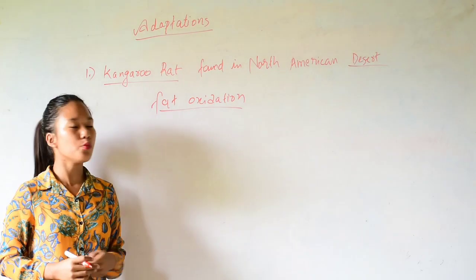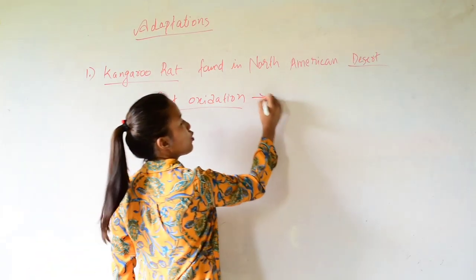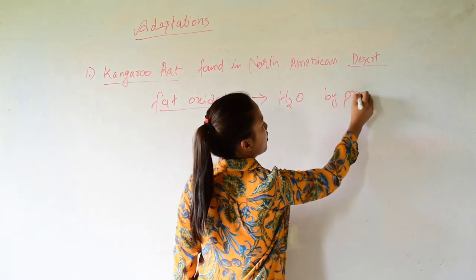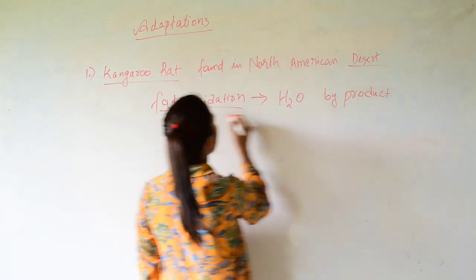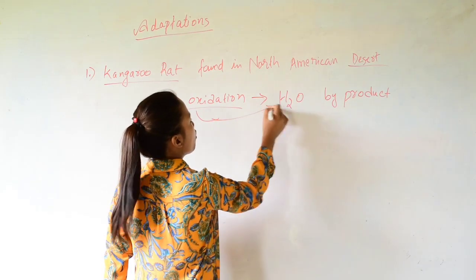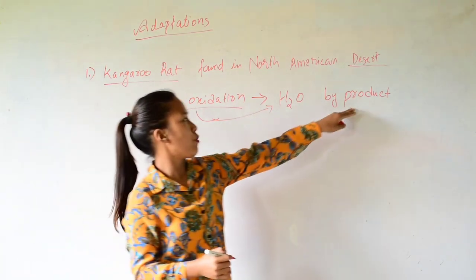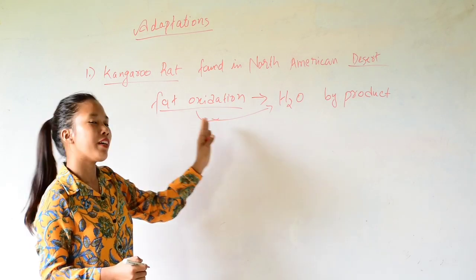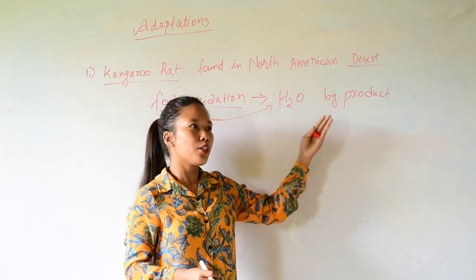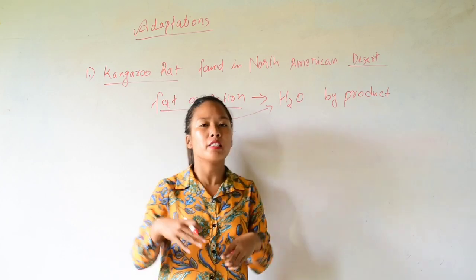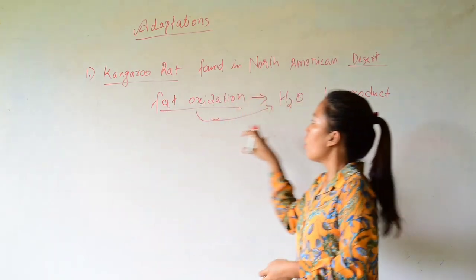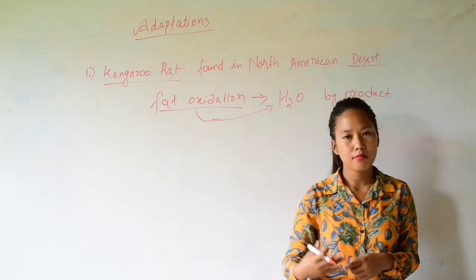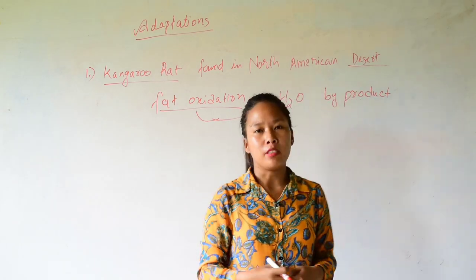During fat oxidation, what happens is that they produce water as a byproduct. So during each and every such metabolic reaction, during this fat oxidation, they produce water. So they can use this water to meet their requirements. So this is one mechanism by which the organisms can meet their water requirements.